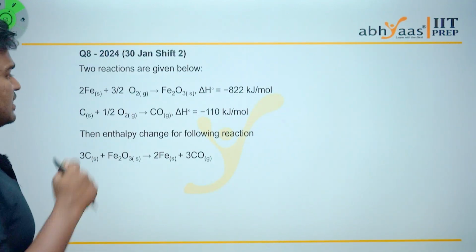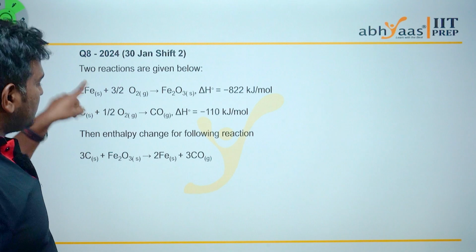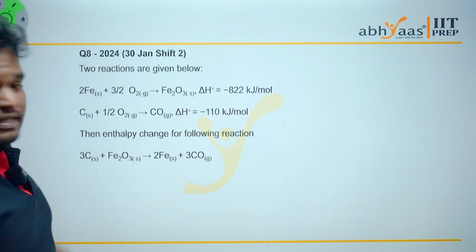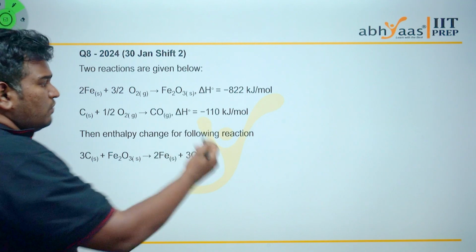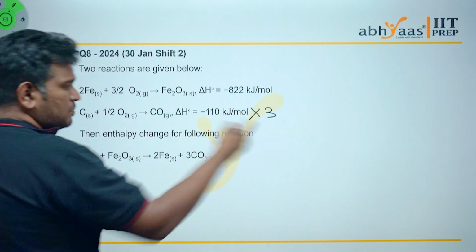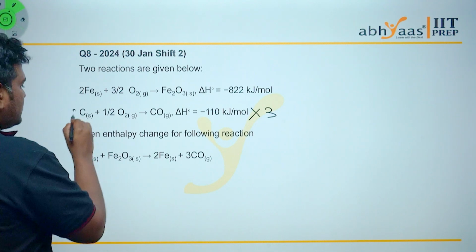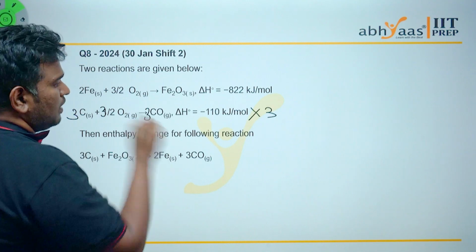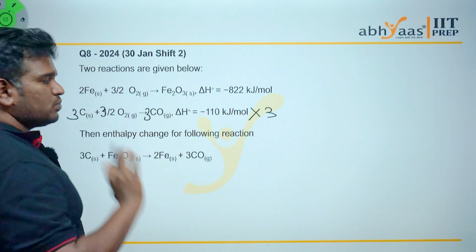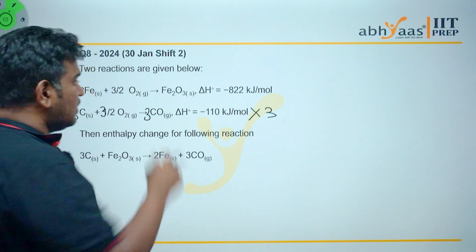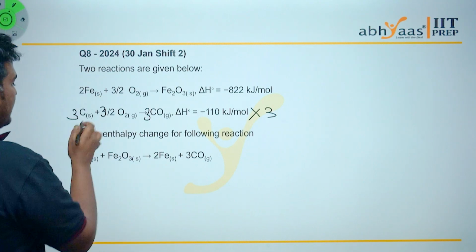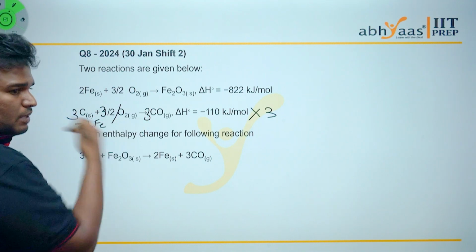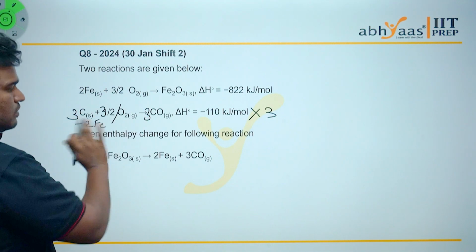There is actually a relation between these 2 chemical reactions and the third. Can you observe and say what that relation is? The relation is that if you multiply this particular second reaction with 3, 3C will become 3 by 2 O2, and it will become 3CO. If you multiply with 3, you will get this one. And if we subtract the first chemical reaction, you can see here minus 2Fe and minus 3 by 2 O2. Then it will be gone. 3 by 2 O2 here, minus 3 by 2 O2 there, gone.